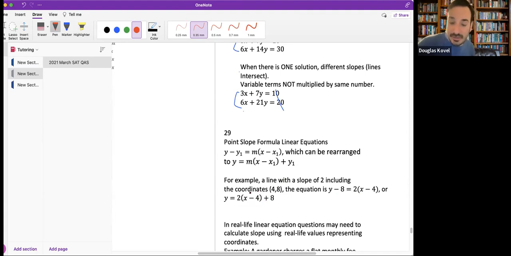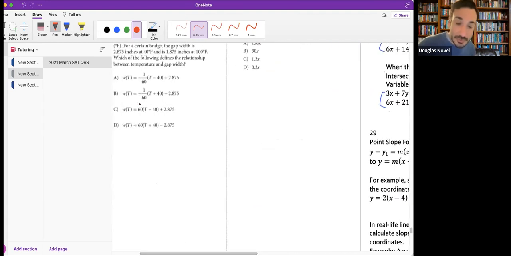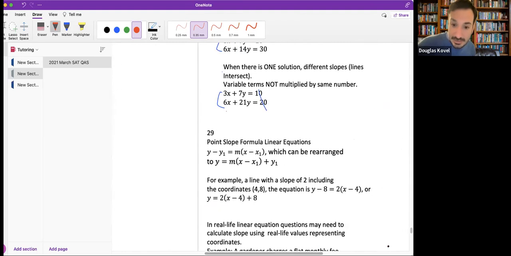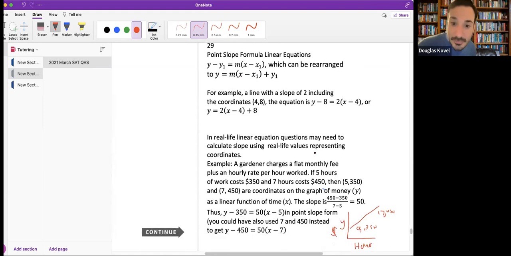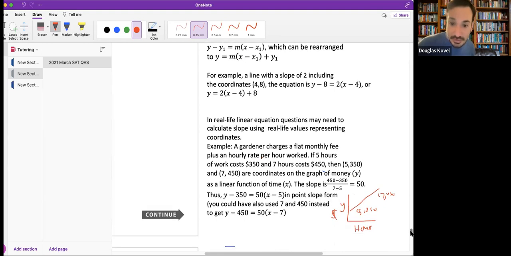Again, you could solve it in y equals mx plus b form, and then you could just kind of distribute the choices to see which is equal to that, but it's just going to be simpler to memorize that. And then the second aspect to this question involves kind of translating this into a linear equation or finding the slope in the context of a word problem. So sometimes you're going to have to find the slope in the context of a word problem where real life units represent the coordinates on your line. So I gave you kind of a mini example here that's similar to the one on your test. So suppose a gardener charges a flat monthly fee plus an hourly rate per hour worked. So that would be a linear function because it's a constant rate per hour.